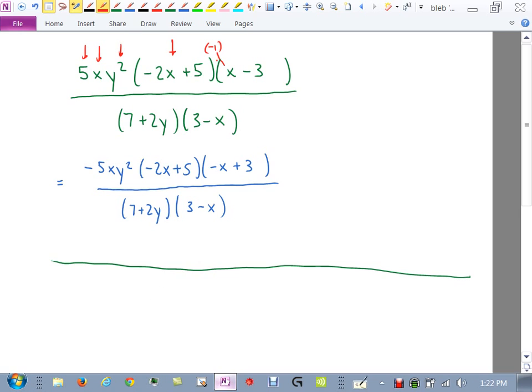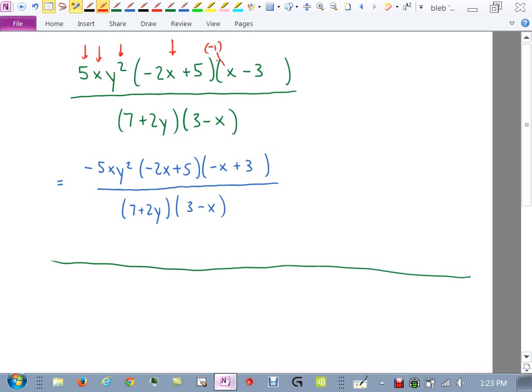You mean just like stuck it right there next to it? You could have, but if you ever check the answer in the back of the book, they're never going to leave a negative 1 in parentheses by itself. They're always going to put that negative 1 out front, and you should be comfortable putting it out front also.